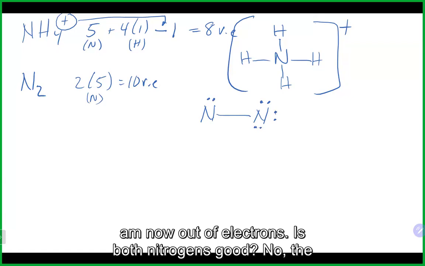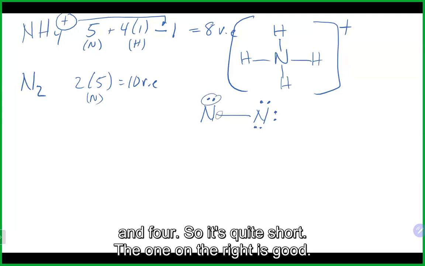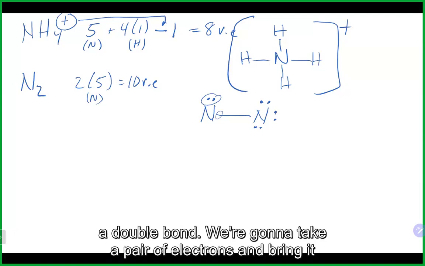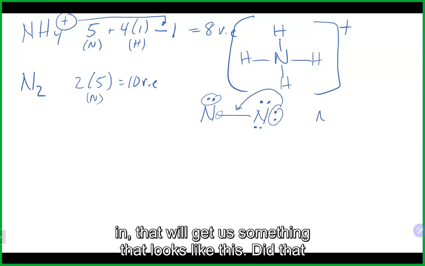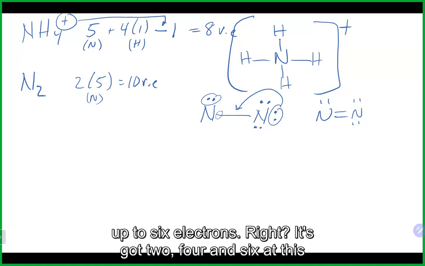Are both nitrogens good? Now, the one on the left has only 4 electrons, right? It's got 2 and 4, so it's quite short. The one on the right's good. It's got 8. So here we're going to try to fix it by making a double bond. We're going to take a pair of electrons and bring it in. That will get us something that looks like this. Did that fix the nitrogen on the left? It did not. It got better. It's now up to 6 electrons, right? It's got 2, 4, and 6.